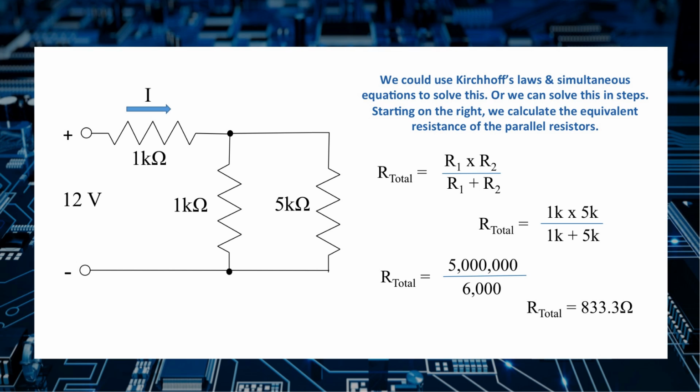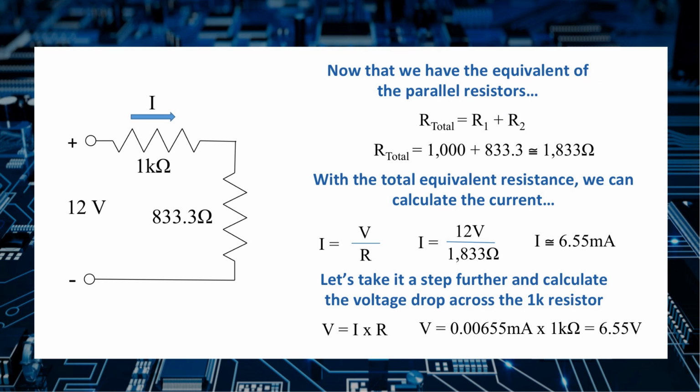So you'll remember our formula for two resistors in parallel is R1 times R2 divided by R1 plus R2. Or, in this case, 1K, or 1,000 ohms, times 5,000 ohms divided by 1K, or 1,000 ohms, plus 5K, or 5,000 ohms. So the total is 5 million divided by 6,000. Total resistance, pulled out my calculator here, is 833.3 ohms. We can now take that and plug it into the circuit as the equivalent resistance. So we basically remove the two parallel resistors and replace them with a single 833.3 ohm resistor.